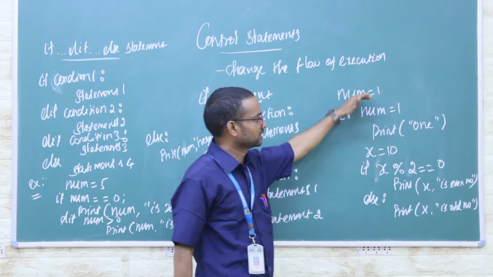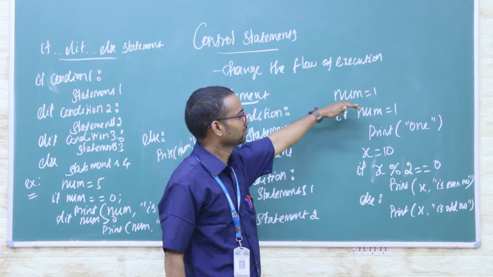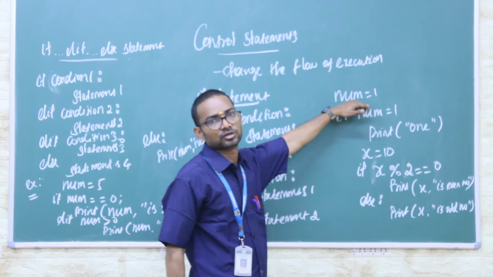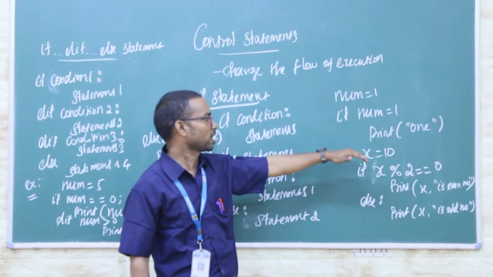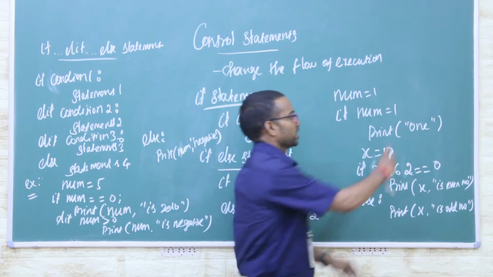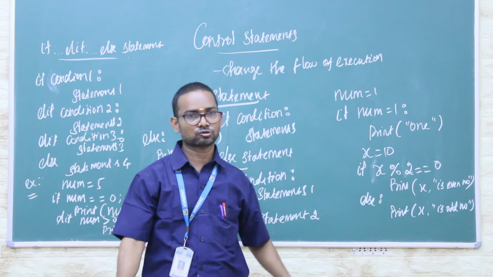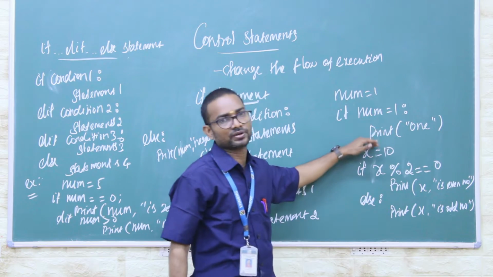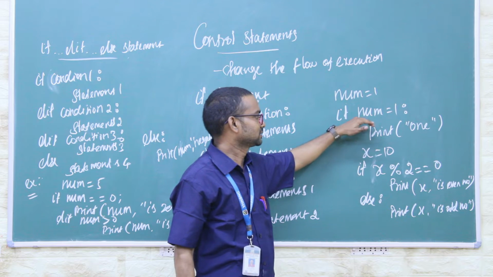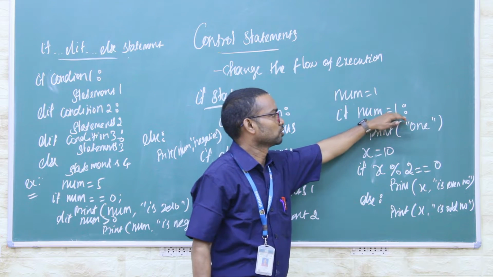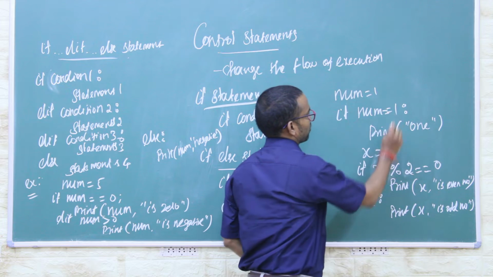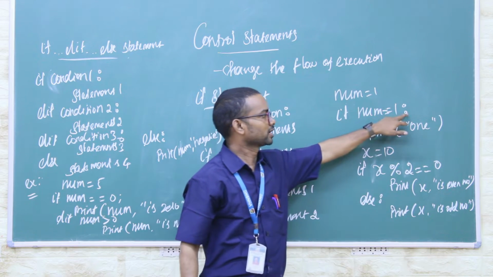Here is a simple example for this program. We define a variable: num is a variable, num equal to 1. Then if num double equal to 1, colon. The colon is very important. This is also called the indentation, and the next statement follows the indentation.